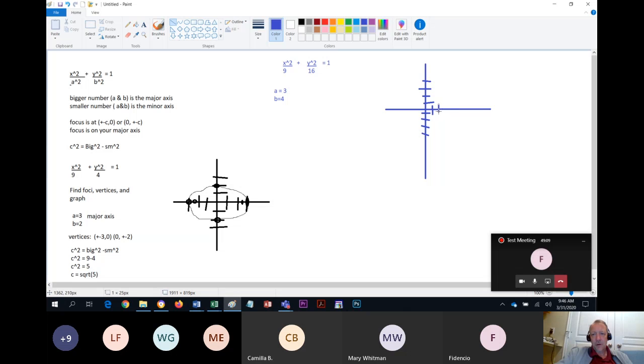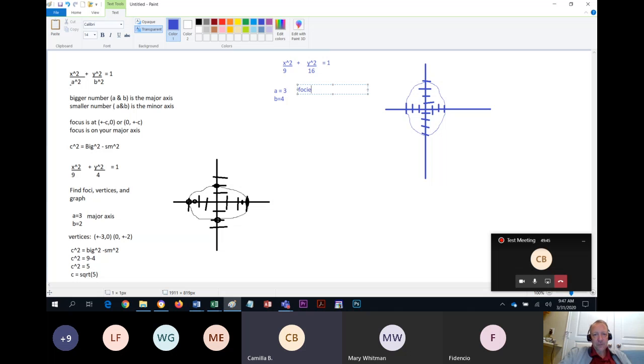1, 2, 3. I need to find out how to get some good graph paper on this. I'll see if I can do that next time because we're going to be doing a lot of graphing and I don't want to do this every time. Okay. And so then we can draw our ellipse here. My ellipse actually looks better than I thought it would. Okay. So in this case, how would you find your foci?